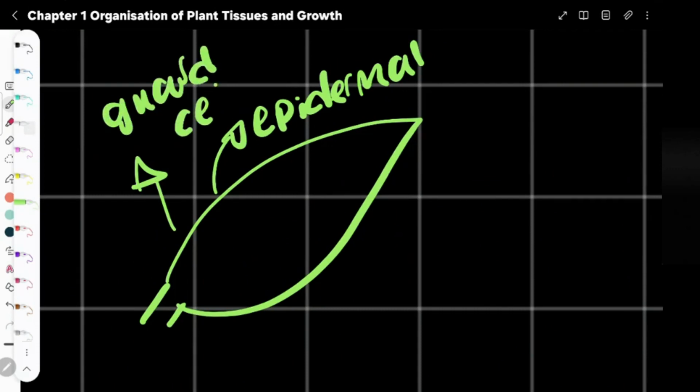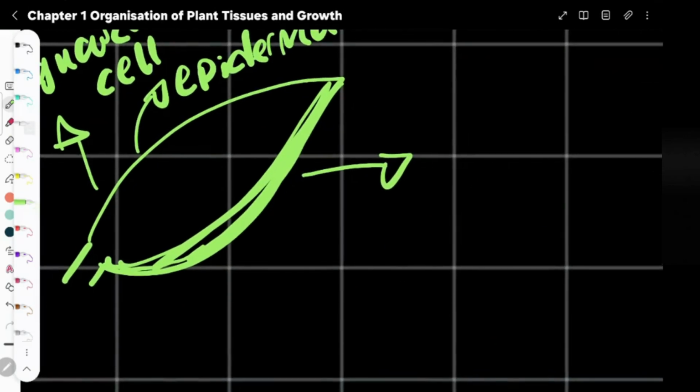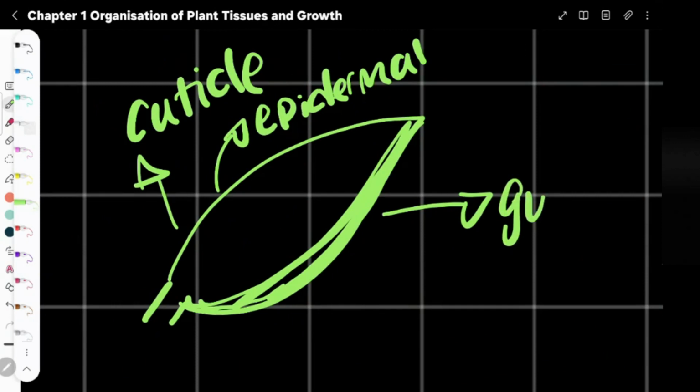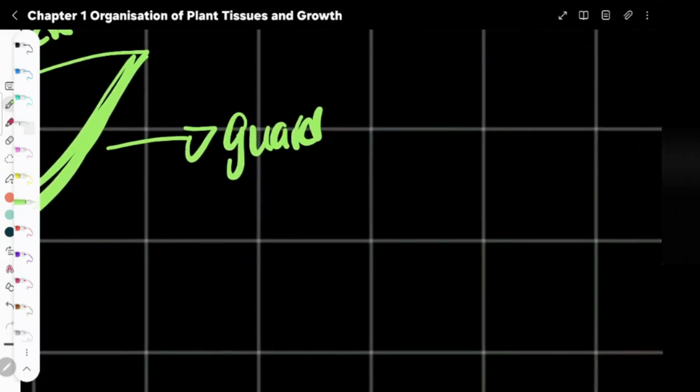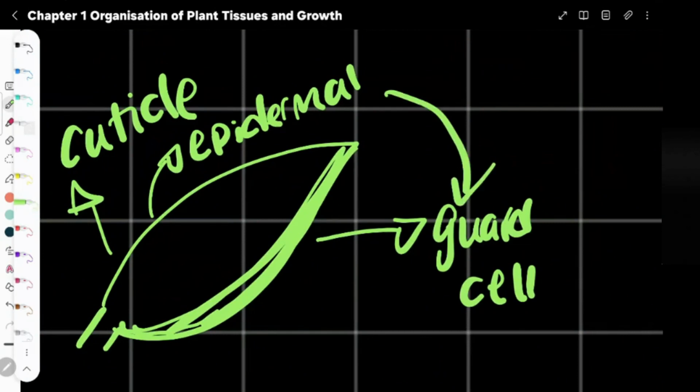See? Gut cell. And then just now I said, the bottom part contains what? Sorry, gut cell is not here. This is the cuticle. Cuticle is the top one, and the gut cell is on the bottom. But I said, isn't epidermal only can happen to gut cell? Does that mean the bottom of the leaf also has epidermal? The answer is yes.